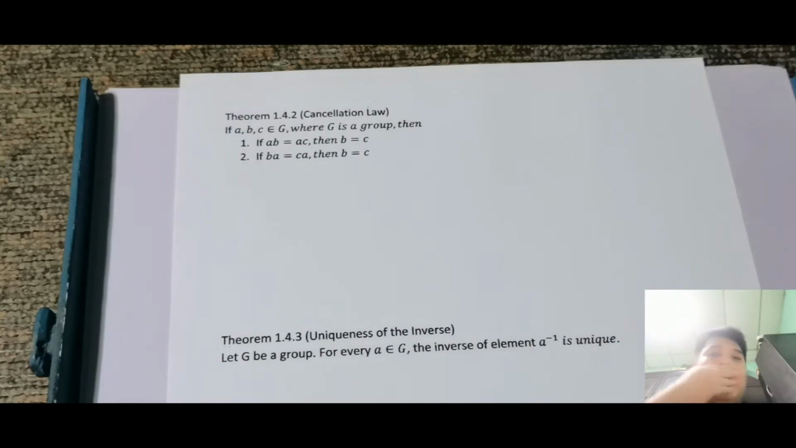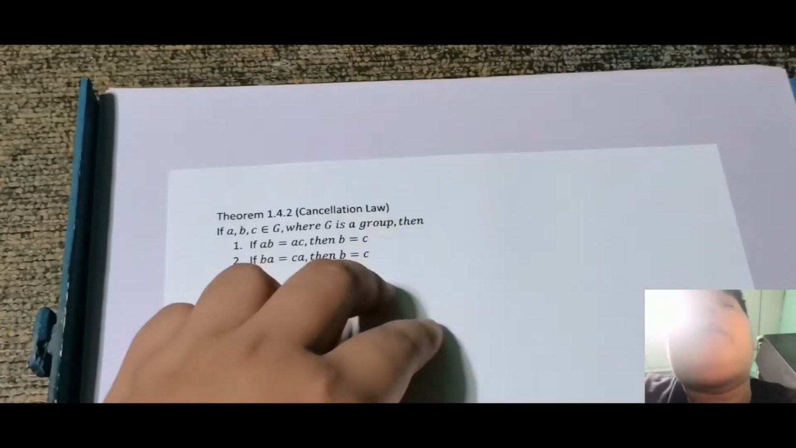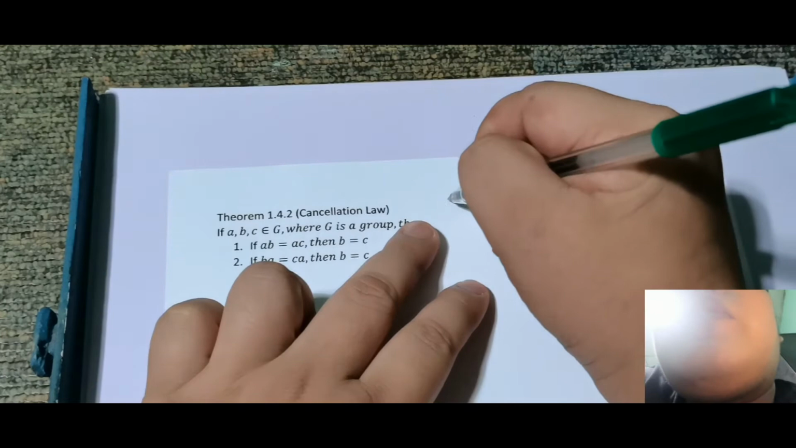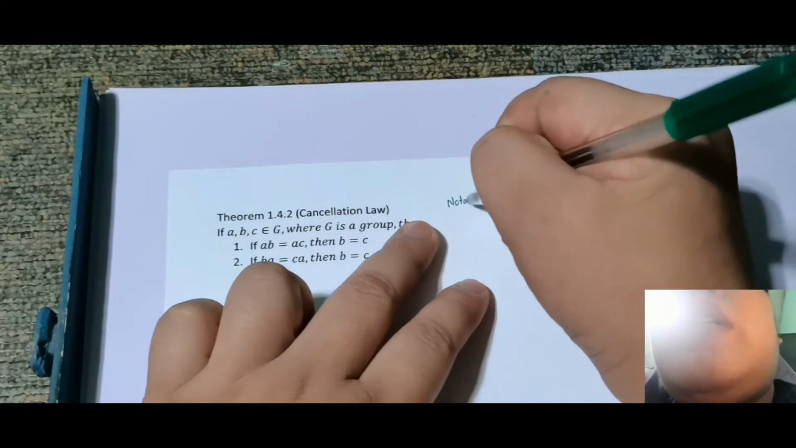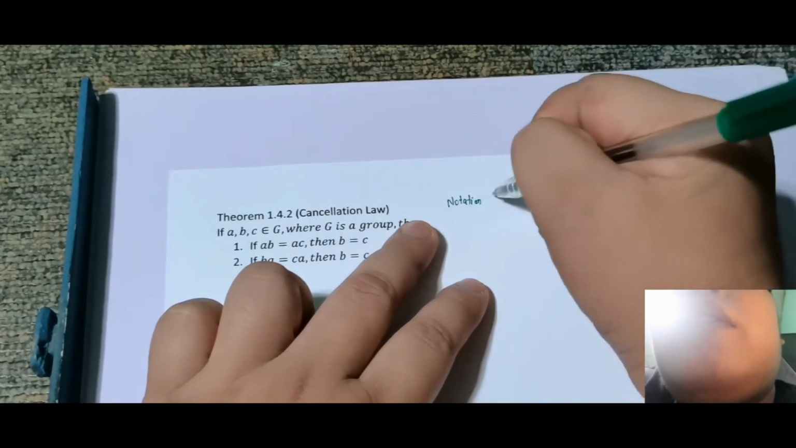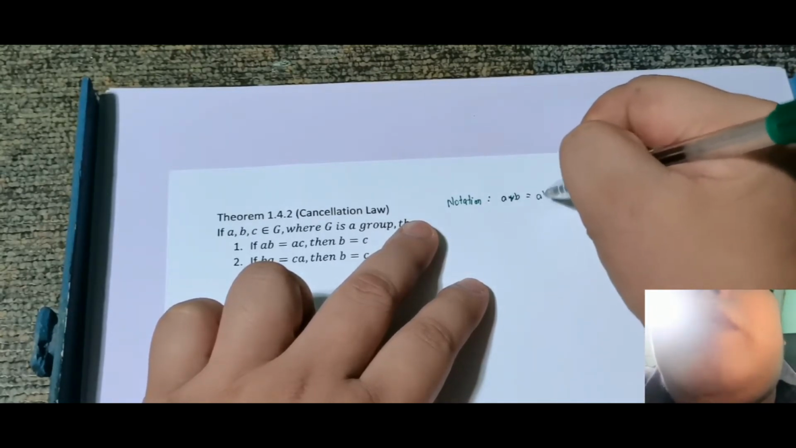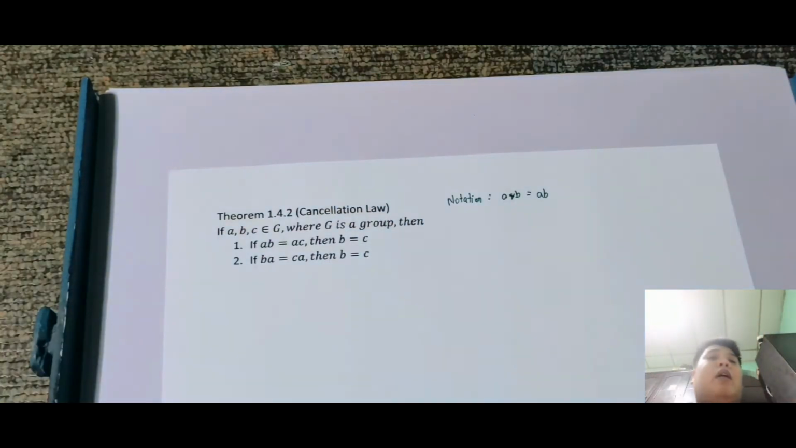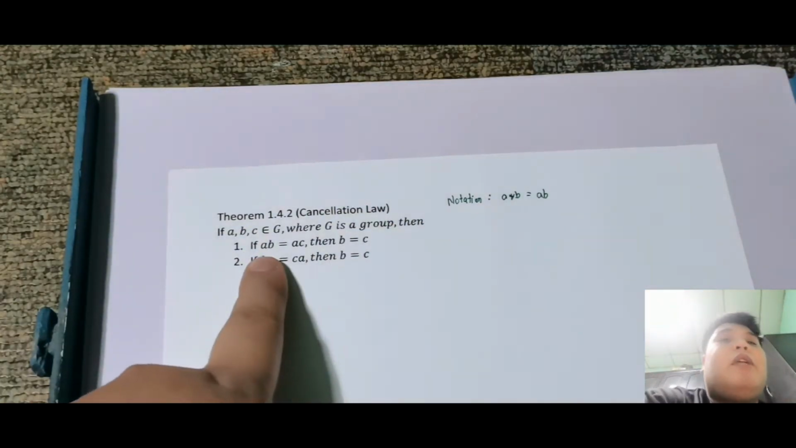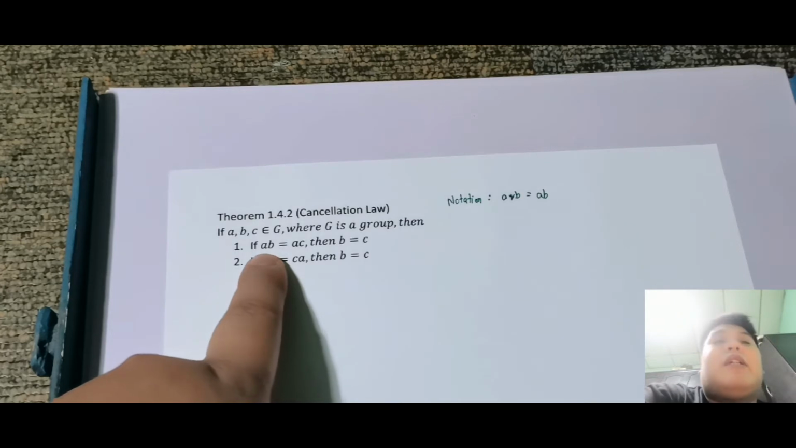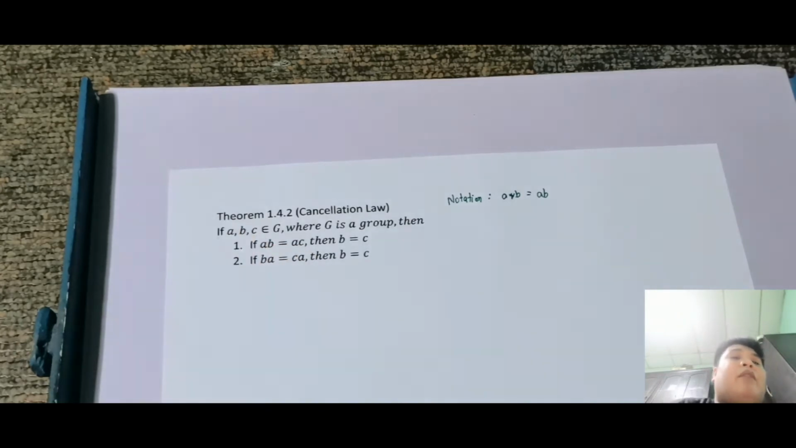So nabanggit ko nga last time na sabi ni sir, for our notation or for convenience ng ating mga proof, kumbaga para mapadali, we have A asterisk B is just equal sa AB whenever variable yung ginagamit. So kagaya ng ginawa ko dito, AB can be read as A asterisk B. Okay, so again, A asterisk B is equal to A asterisk C. So now proceed tayo sa theorem 1.4.2.